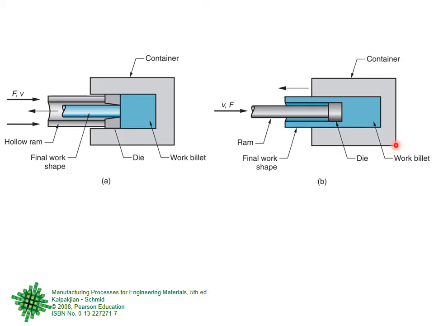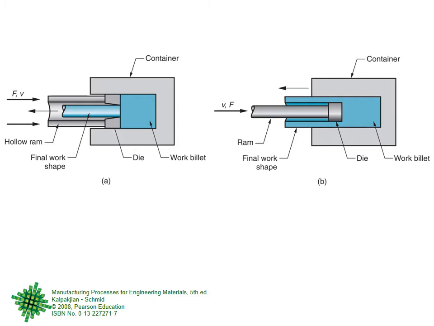This is the same system again. You have the container, you have the work billet, you have the die, and the final work shape. So if you see here, now this time the ram is here and the material is coming back here. Do you understand? The ram is outside and the material is coming inside. So in this setup, by using indirect or backward extrusion, we are doing a solid extrusion. This time we are doing a hollow extrusion.